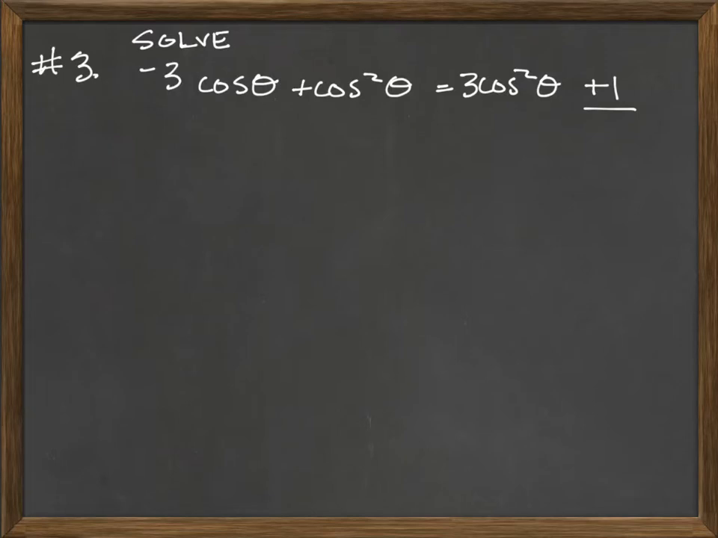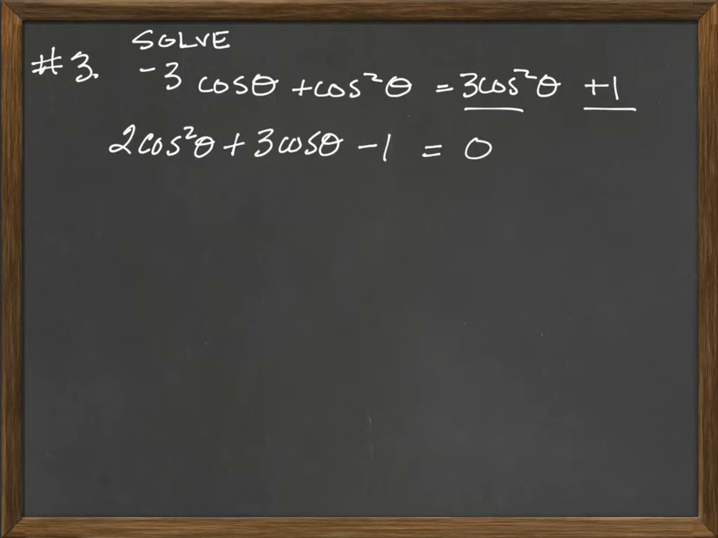So if I start on this side, I would have 3 cosine squared theta minus cosine squared theta. So I get 2 cosine squared theta plus 3 cosine theta minus 1 and set that equal to 0. And then factor that like a is equal to cosine theta, right? So you get 2a squared plus 3a minus 1. So that would be 2a minus 1, a plus 1.